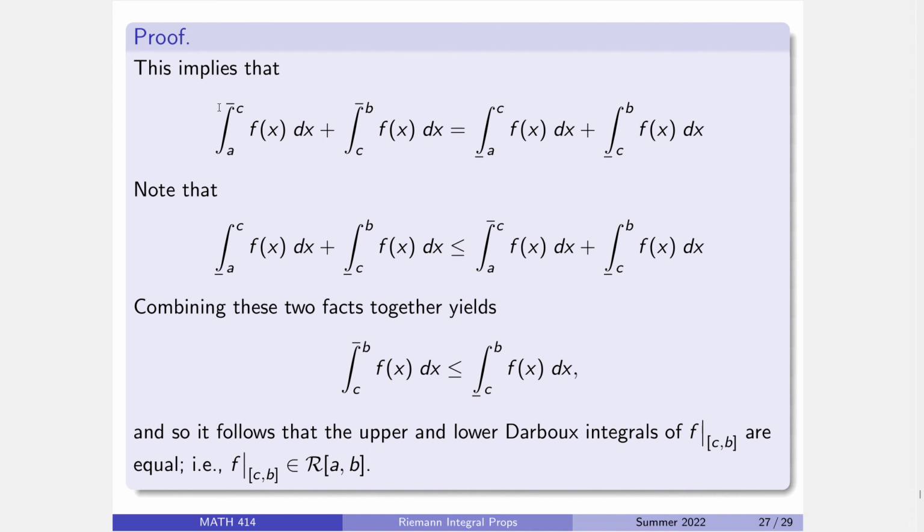I caught a couple of goofy typos, let me fix those.